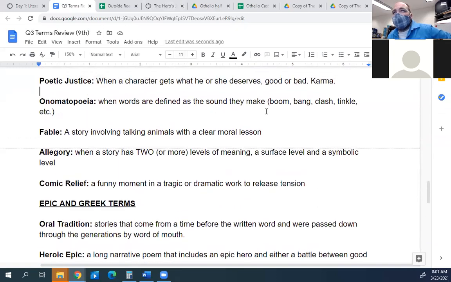Onomatopoeia is when words are defined as the sound they make, like boom, bang, clash, tinkle. We saw this in To a Mouse. Fable is a story involving talking animals with a clear moral lesson. I don't think any of our myths were fables, although, you know, Arachne did end up turning into a spider, so no, that's not a fable.